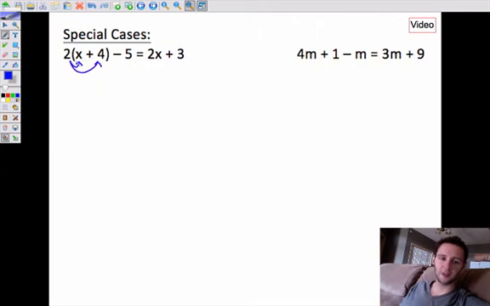So distributive property to eliminate the parentheses gives me 2x plus 8 minus 5 equals 2x plus 3.